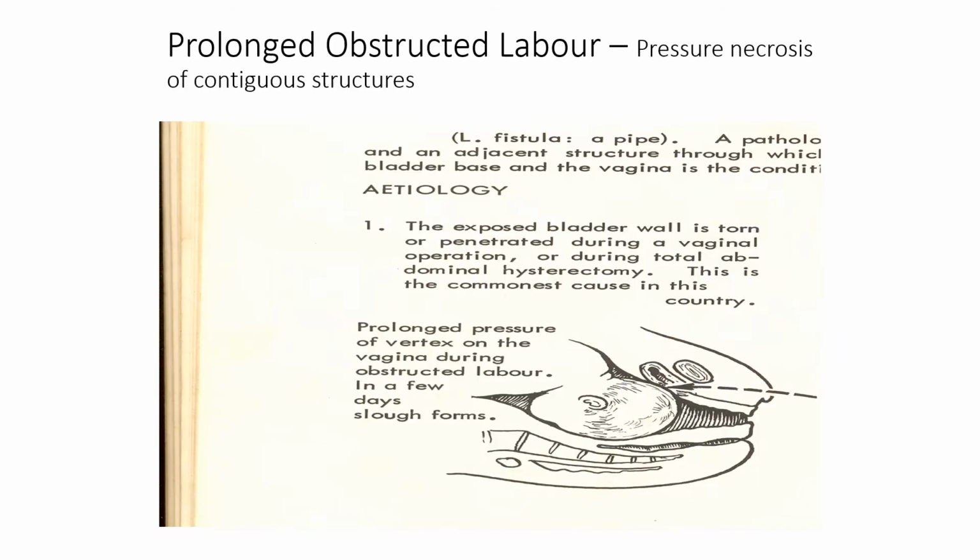could be obstructive uropathy. So this is a diagram. So you see that there is prolonged pressure of the vertex on the vagina in the obstructed labor. Then you can see the urethral passage anteriorly. Okay, so when the pressure is much there, it's going to lead to pressure necrosis. Another possible cause that can lead to vesicovaginal fistula is during surgery. The bladder is damaged. Okay, so surgically the bladder is damaged and then a fistula forms.